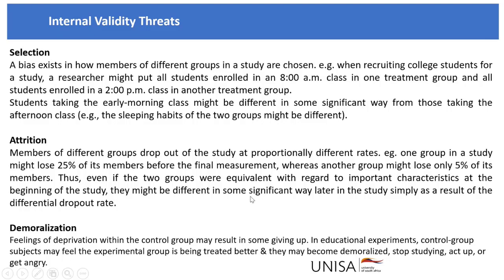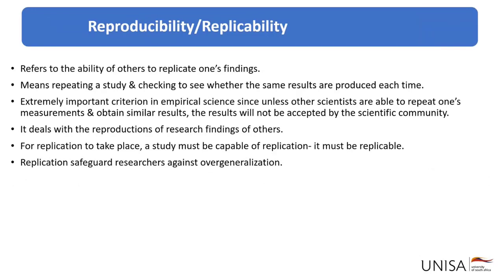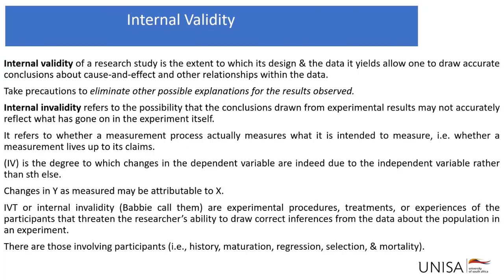So, ladies and gentlemen, what we are trying to do here is explain the factors that are a threat to internal validity. What then is internal validity? We're saying it is the extent to which the design and the data it yields will allow you as a researcher to draw accurate conclusions about cause and effect.